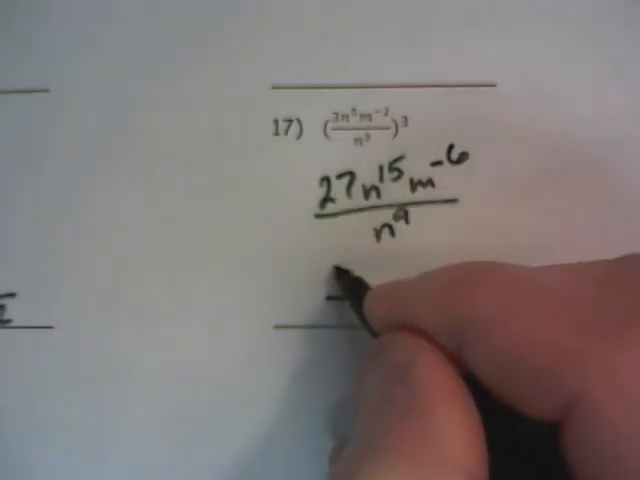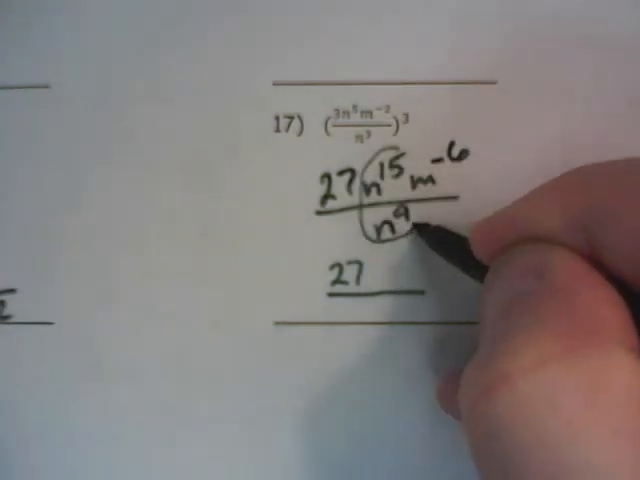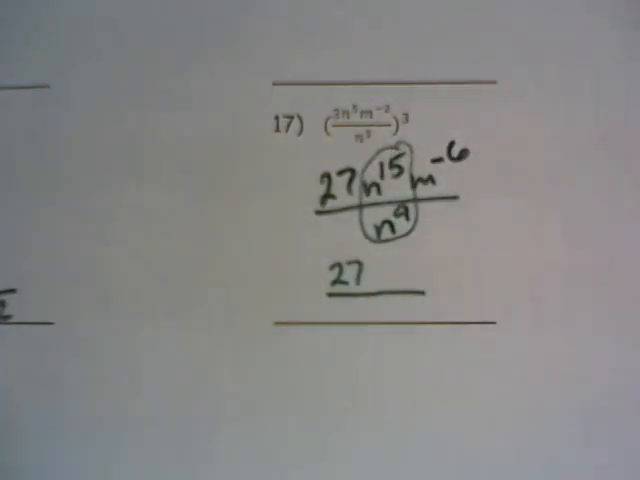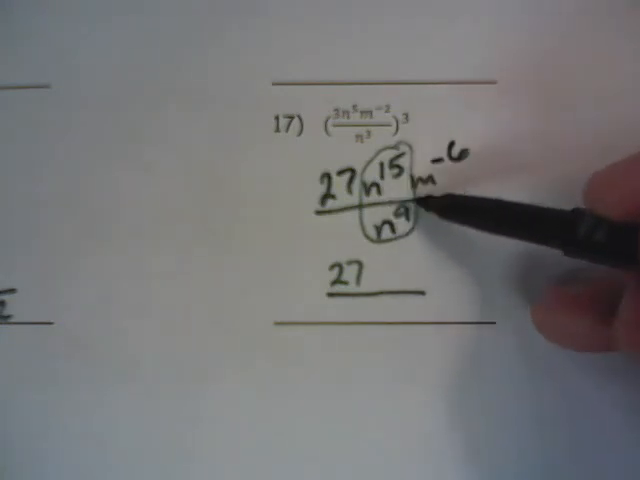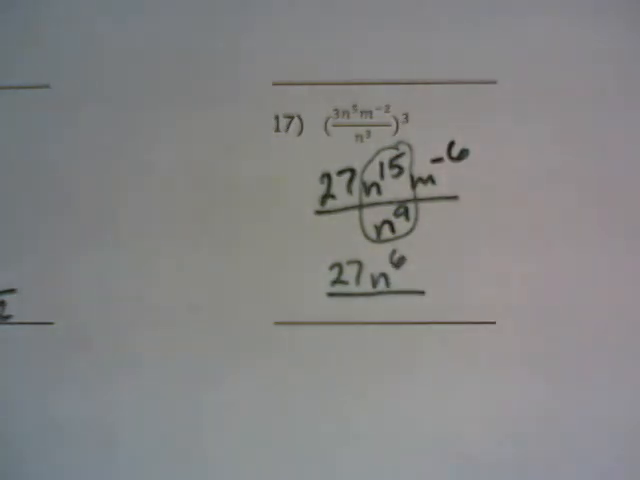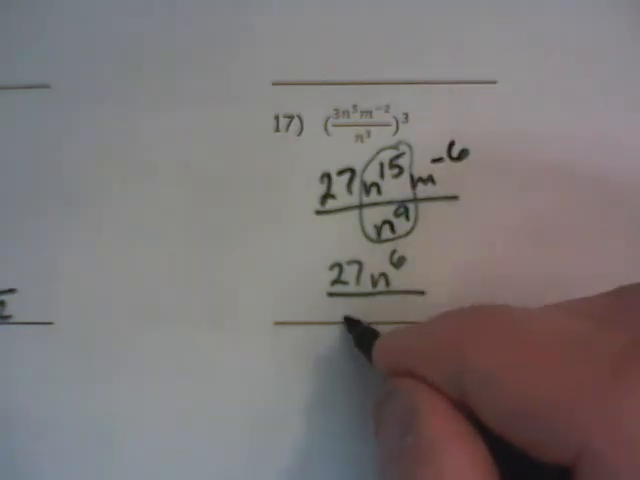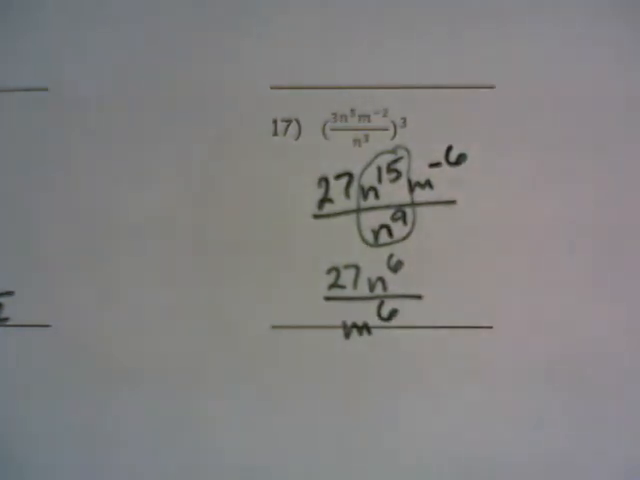And now this simplifies. I can't do anything with the 27, that stays 27. But then look at the n's. I have n to the 15th over n to the 9th. I'm dividing like bases, so I subtract the exponents. 15 minus 9 is 6. And it's a positive 6, so it stays on top. But the m to the negative 6, it's a negative exponent. So how do I make the negative exponent a positive one? I put it on the bottom as m to the positive 6. So the answer for number 17 is 27n to the 6th over m to the 6th.